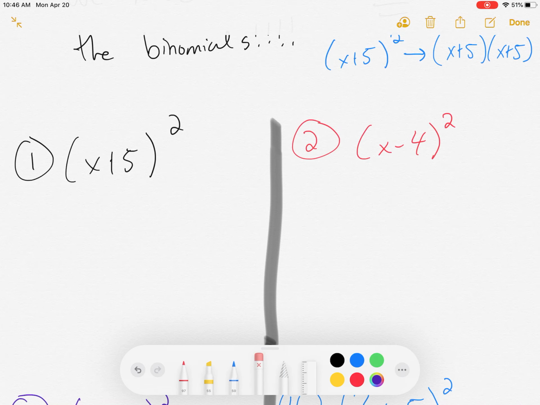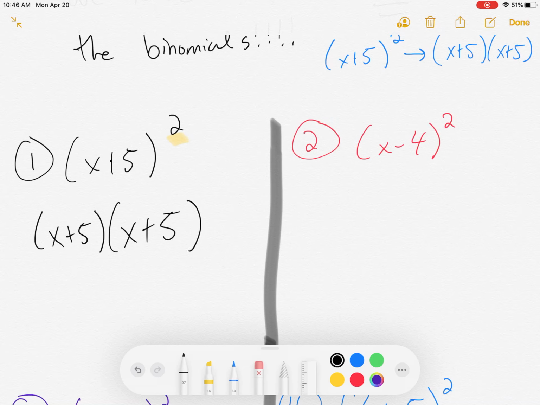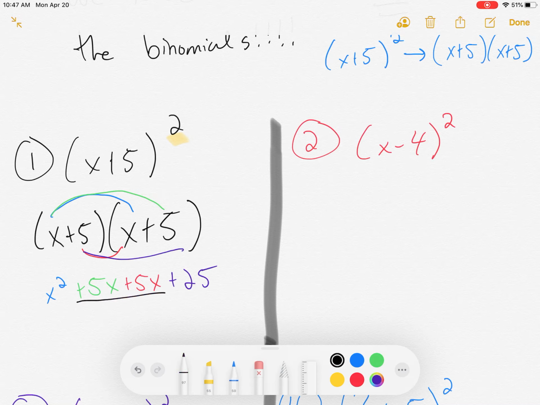So we have about 3 or 4 practice problems like this. So the first one is just like our example. It's x plus 5 squared. So again, this squared tells me, hey, I have 2 terms. I'm going to have x plus 5 and x plus 5. Now I just go through and FOIL it like always. Okay? X times x, x squared. X times positive 5 plus 5x. 5 times x is plus 5x. Last, 5 times 5 is plus 25.